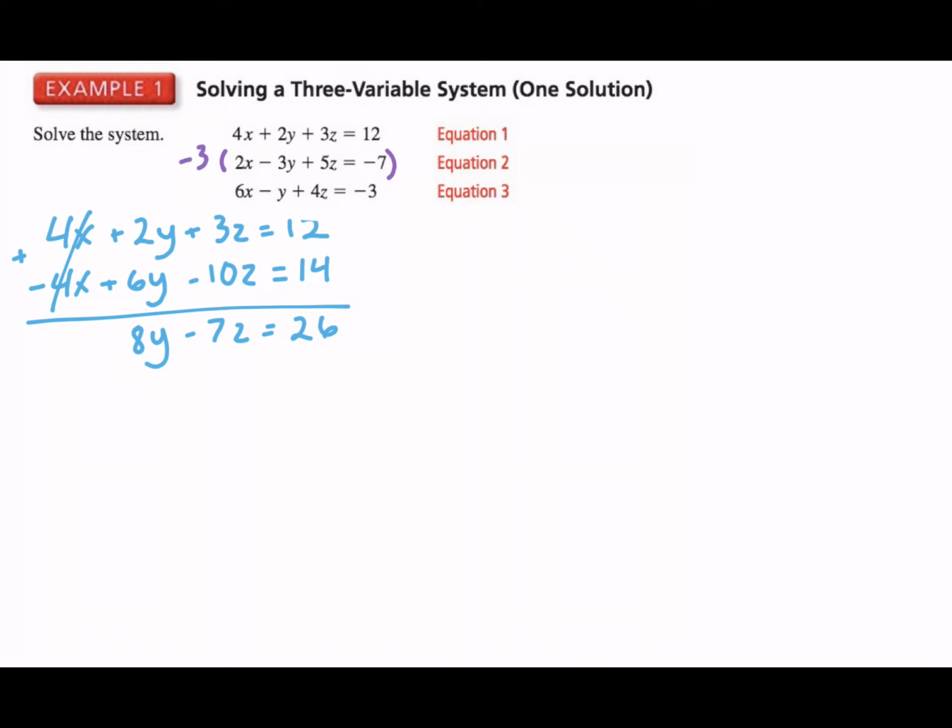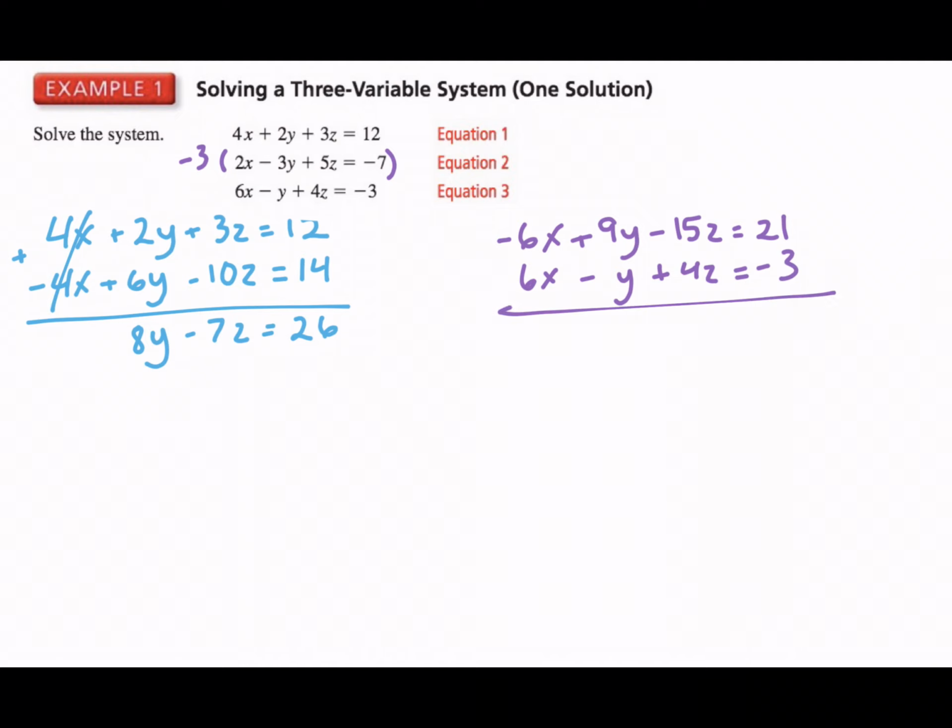So I'm going to go ahead and multiply equation 2. So I get -6x, and then I'm going to do -3 times -3y, which gives me positive 9y. And then -3 times 5z, which gives me minus 15z, equals -3 times -7 gives me positive 21. So all I did was rewrite the second equation. My third equation, I don't need to rewrite that because now I've made it so that the x's will cancel.